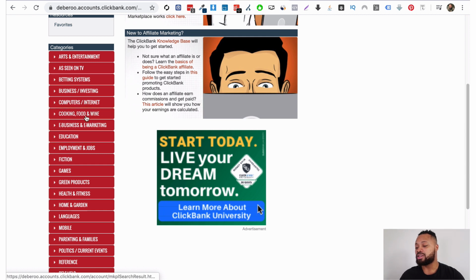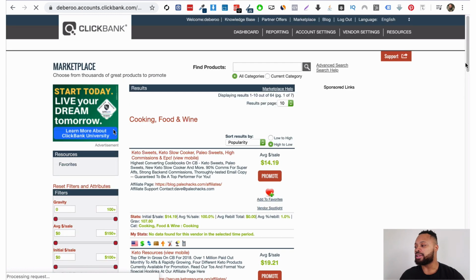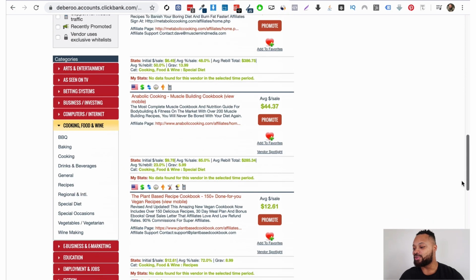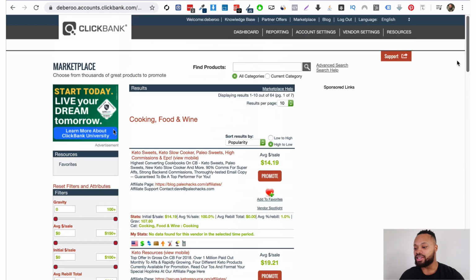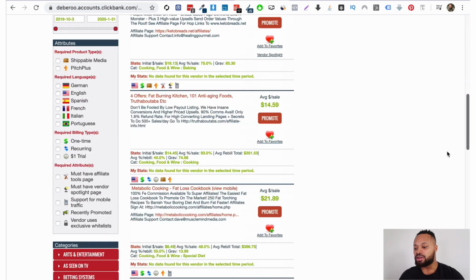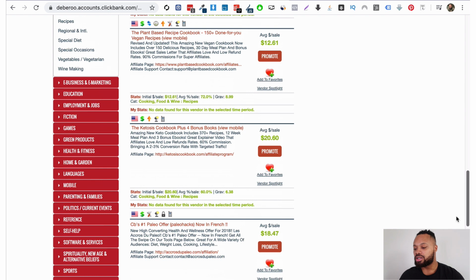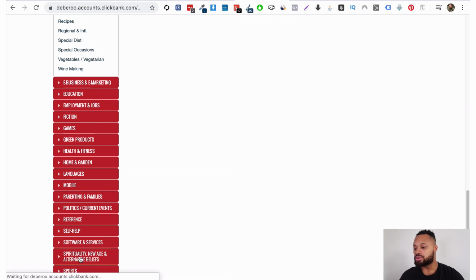If I go to, let's say, cooking, food and wine, for example, typically most of the offers are medium to high ticket, maybe not in this particular vertical, but in most other verticals they are medium to high ticket. So let me look for another vertical that could give us something a bit higher. Something random, let's do this one.